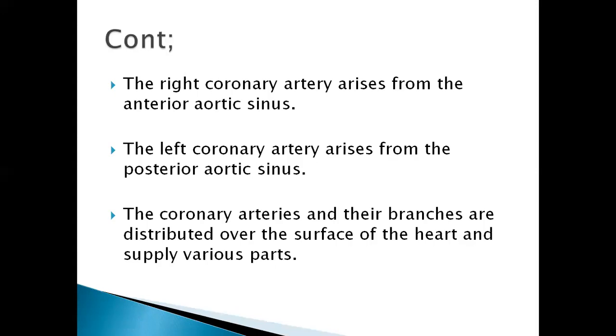I'm going to repeat the sinuses, as most students get the posterior sinuses wrong. The sinuses are the anterior and posterior aortic sinus. Posterior aortic sinus is then divided into the right one and the left one. The right coronary artery arises from the anterior aortic sinus, and the left coronary artery from the left posterior aortic sinus. Clear?